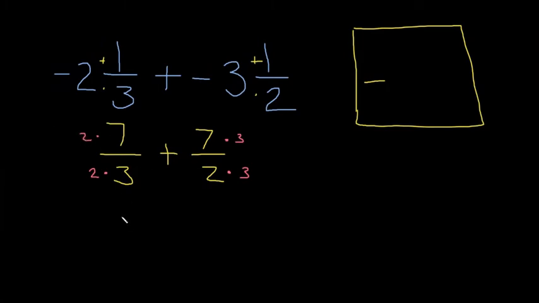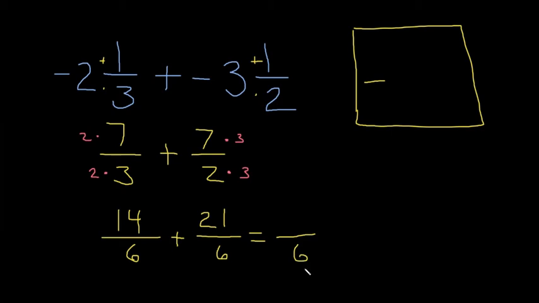2 times 7 is 14. 2 times 3 is 6. 3 times 7 is 21. 2 times 3 is 6 again. It better be the same as this one because that's the whole purpose of doing it, so we get a common denominator. And we leave the denominator the same. And now we have 14 plus 21, which is 35.